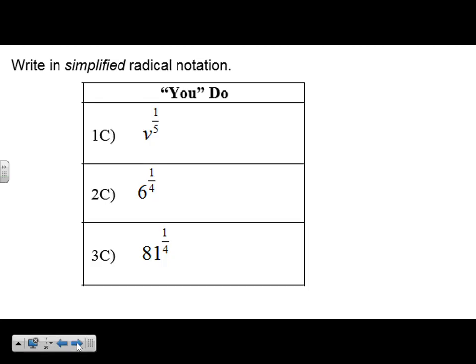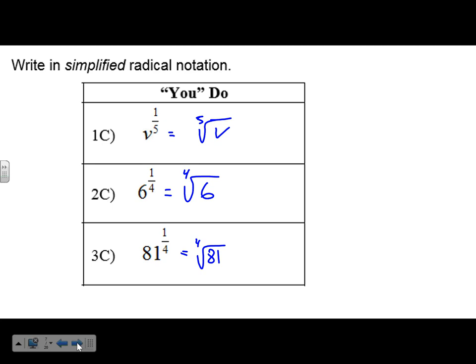So go ahead, do these on your own, hit pause, and then hit play so we can check your work. So this one ends up being the 5th root of v, the 4th root of 6. Again, see if you can simplify that out. And the 4th root of 81. If you look to see if you can simplify that out, it ends up being 3.